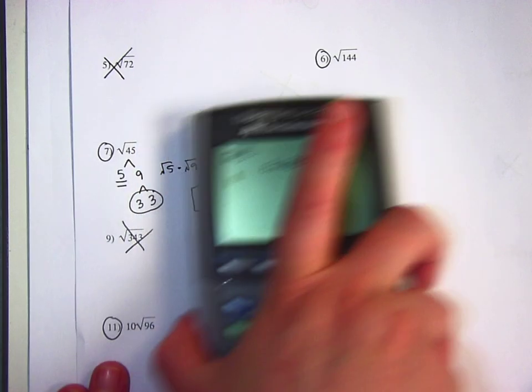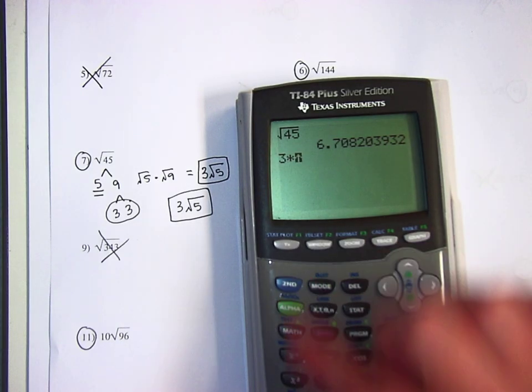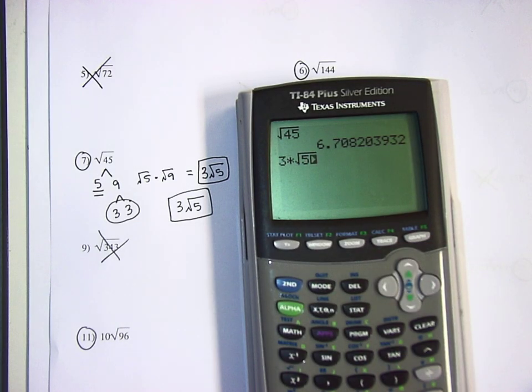And then to see if I'm right with my reduced thing, I'm going to take 3 times the square root of 5. See how it's the same thing? That's how I know that I'm right.